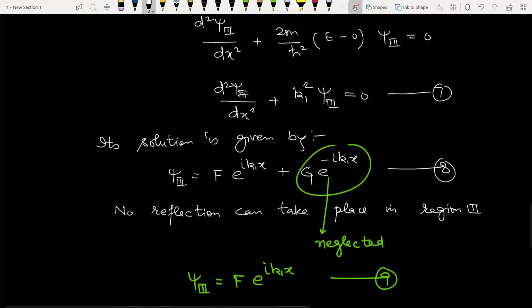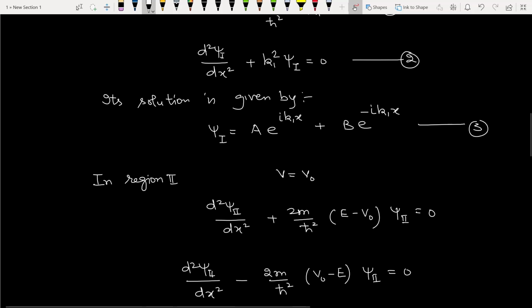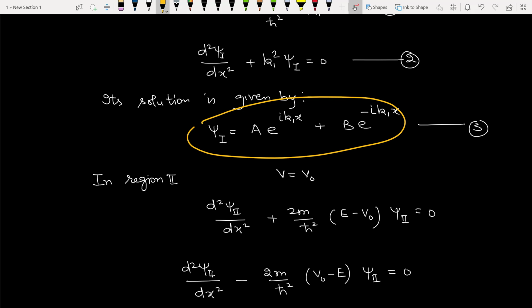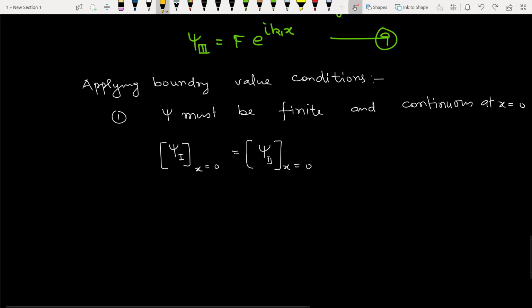So when we substitute the value of x = 0 in psi 1, so this is our psi 1. When we substitute x is equal to 0, e raised to power 0 is 1, which will give us a plus b. Similarly in psi 2, it will give us c plus d. So we mark this as equation number 10.